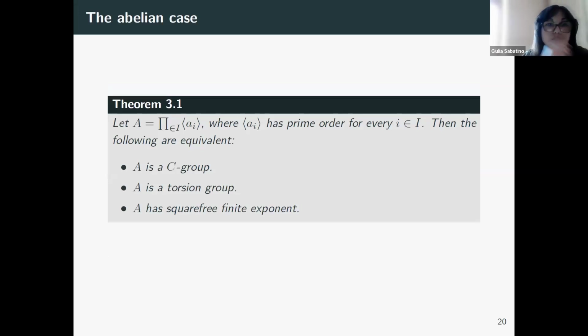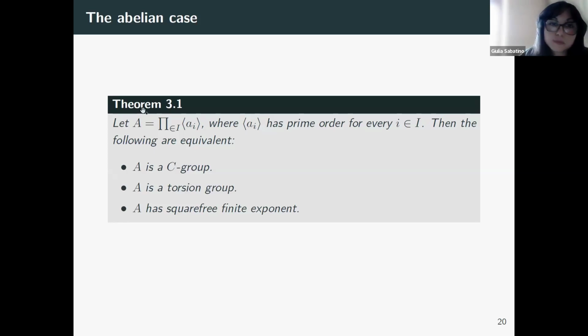And we found out that if A, which is a Cartesian product of these subgroups of prime order, is a profinite C group, it is equivalent to say that it is a C group, that it is torsion, and that it is of finite exponent, and the exponent is square-free. Let's say why. Of course, as I said before, a C group has to be torsion.